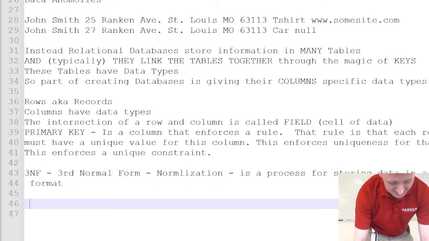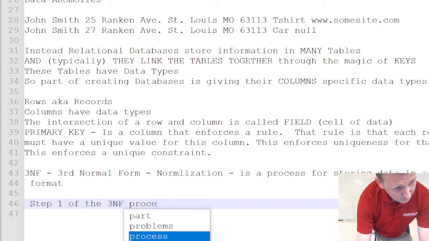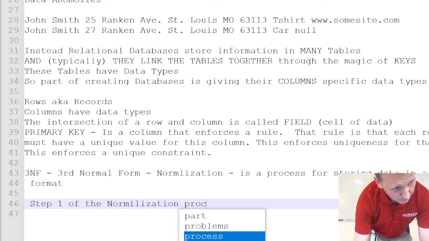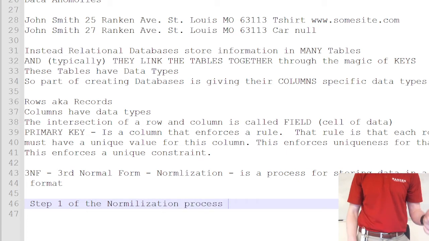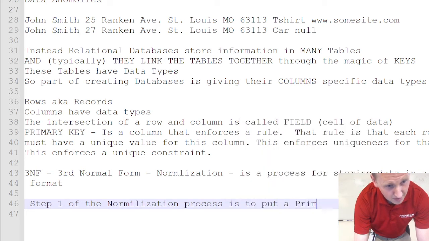Step one of the normalization process is to put a primary key on every table.